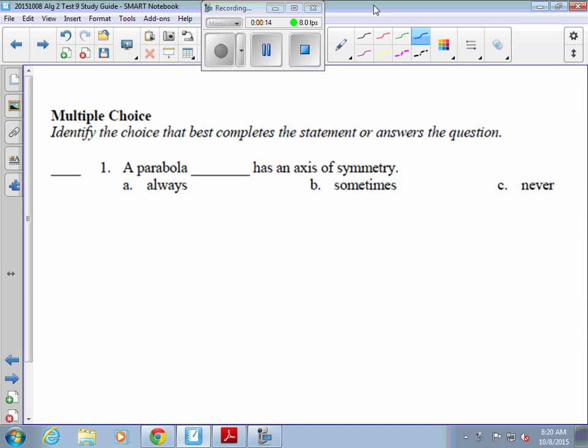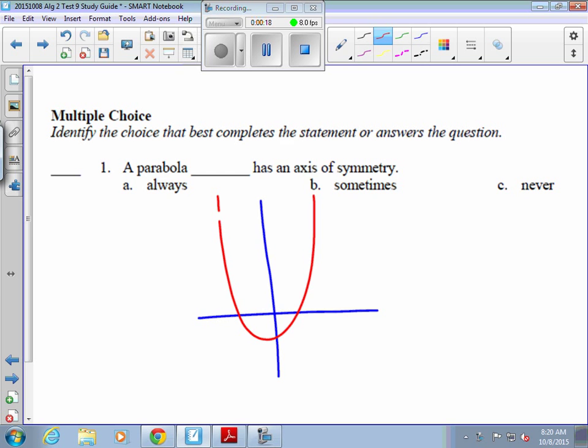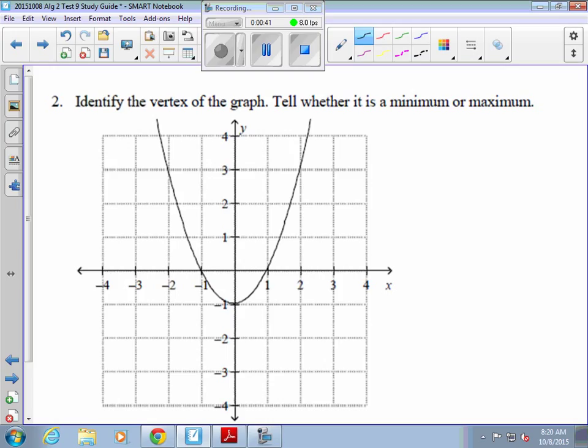Remember what a parabola is. On your coordinate plane, it's a graph that looks like this of your quadratic equation. It says it always, sometimes, or never has an axis of symmetry. It's exactly the same from the vertex going to the right and going to the left, so it always has an axis of symmetry. It's always going to be symmetrical on both sides.